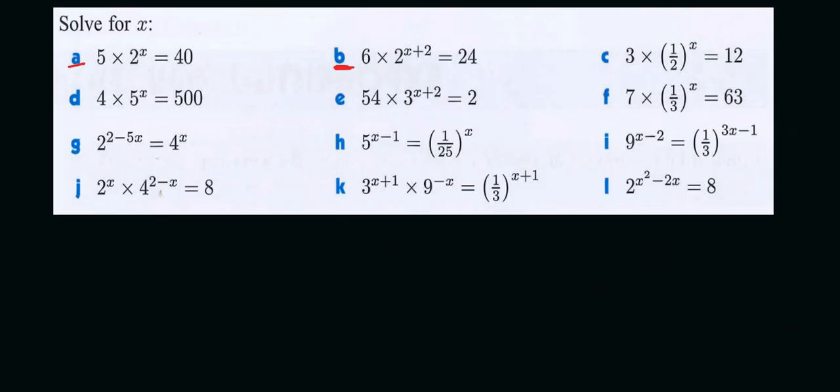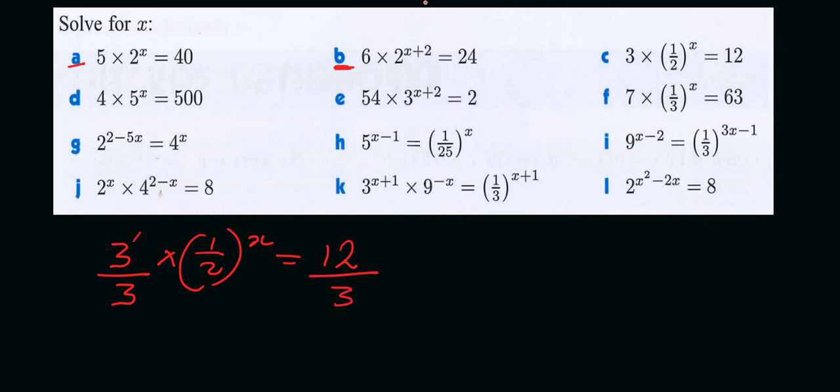All right, so next is question 3, or C. So we have 3 times 1/2 in parentheses exponent x is equal to 12. The first step is to divide both sides by 3. So 3 is going to cancel out 3, 3 divided by 3 is 1, and 12 divided by 3 is 4.